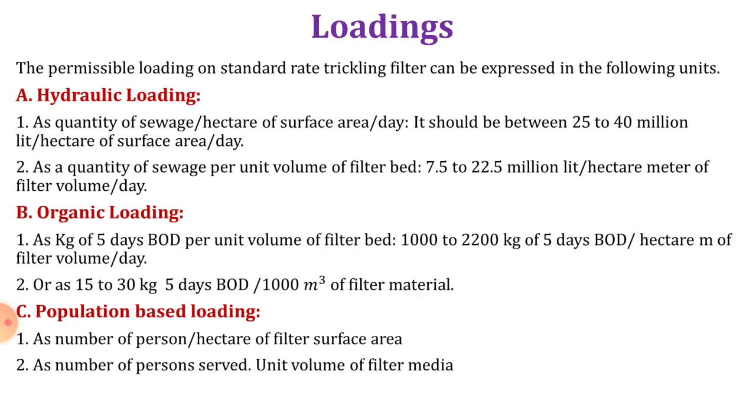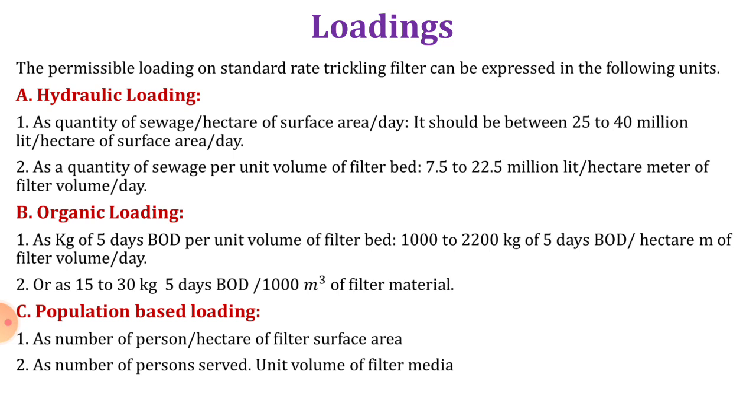Based on the loading criteria, the permissible loading on the standard rate trickling filter can be expressed in the following units. First is the hydraulic loading. As the quantity of sewage per hectare of surface area per day, it should be between 25 to 40 million liter per hectare of surface area per day. As quantity of sewage per unit volume of filter bed, in that case we have to consider 7.5 to 22.5 million liter per hectare meter of filter volume per day.